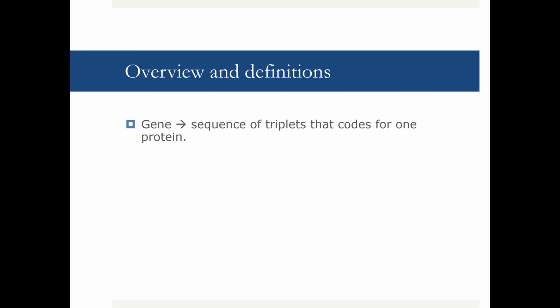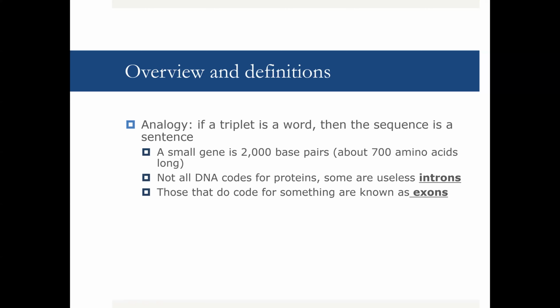So in DNA, there's a gene which has a sequence of nucleotides, okay? And that sequence of nucleotides will code for a protein. If a triplet's a word, then a sequence is a sentence. A small gene is 2,000 base pairs, about 700 amino acids. So 3 in the 2,000 is about 700, okay? It's really a little bit less, but that's okay.